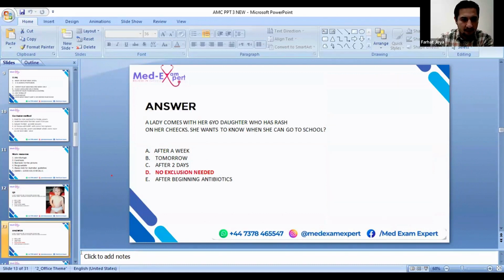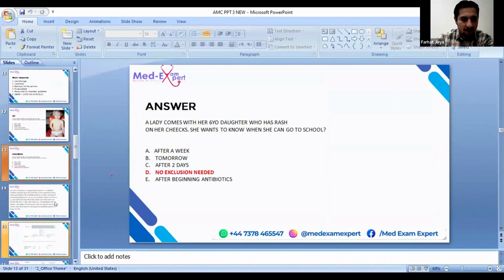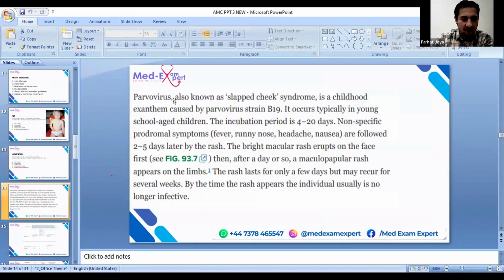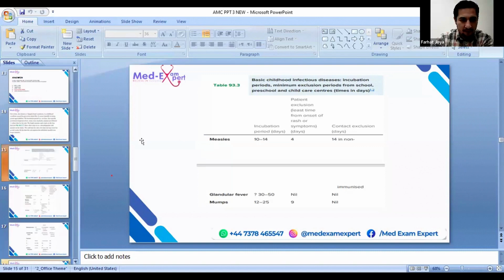Okay, the correct answer is D. And why D? Because we have a very beautiful chapter in the textbook with the table. So this is some information that you can read by yourself about parvovirus B19 or slapped cheek. This is the table that you have to look for.